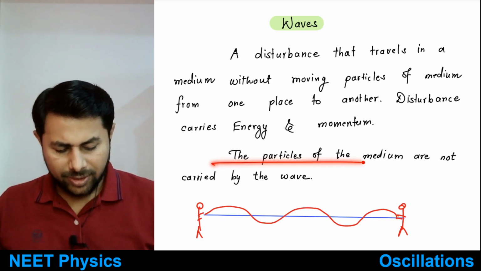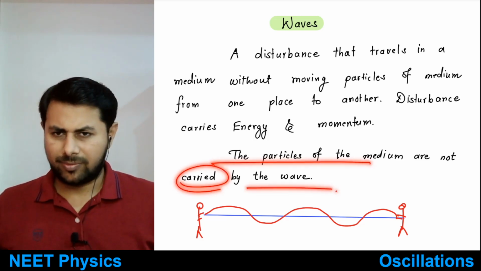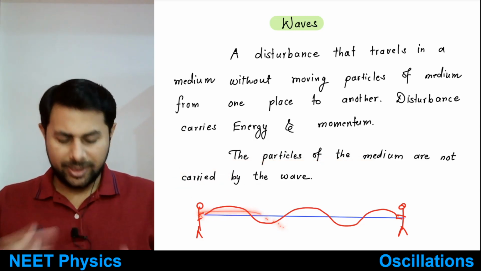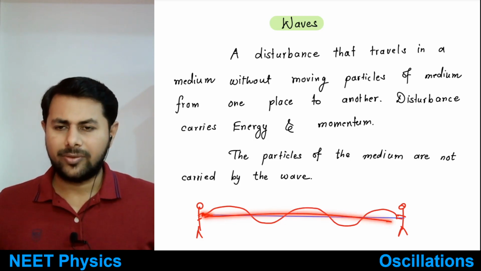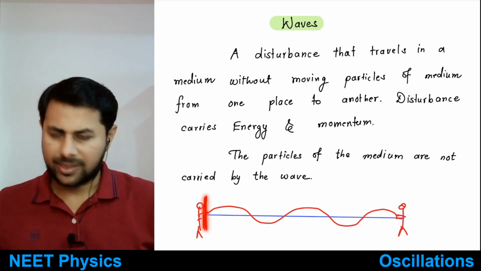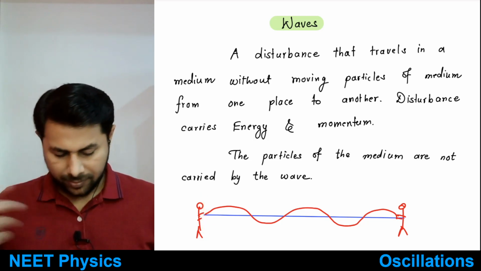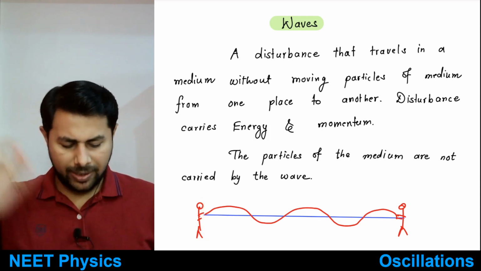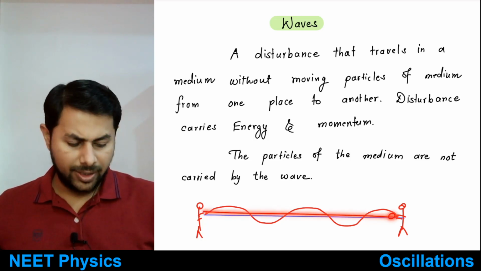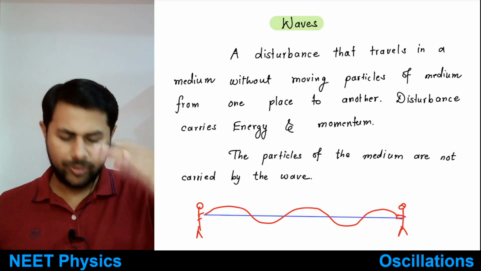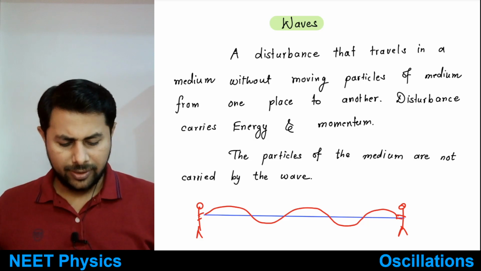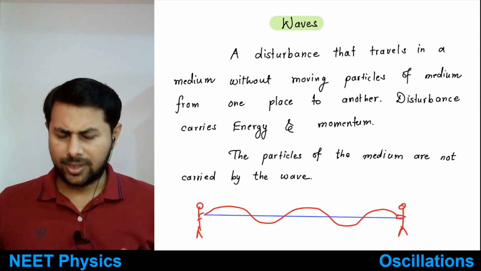So now the particles of the medium are not carried by the wave. As I said, in the string, the particles from here don't move to the other end. Only the wave is moving. That means the particles at this place start oscillating up and down. Their energy and momentum move to the other end, and particles at that end also start moving up and down. So we say that the wave is moving. This is just some introduction.